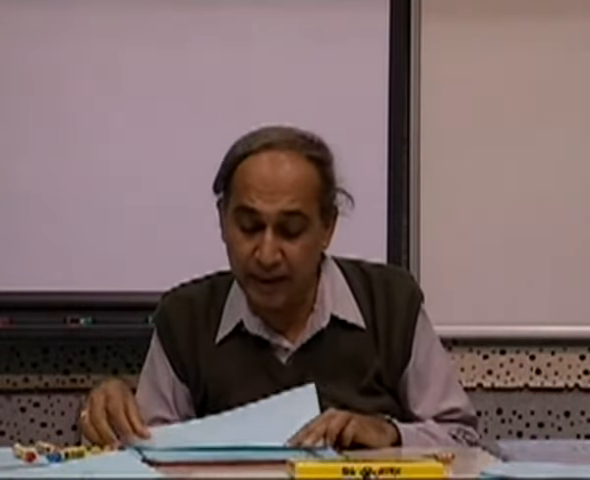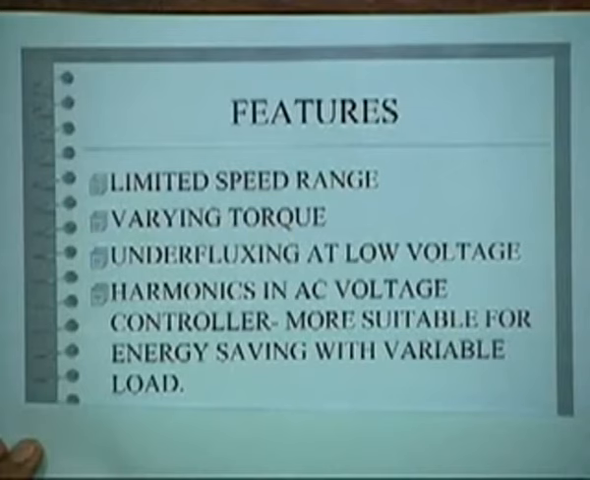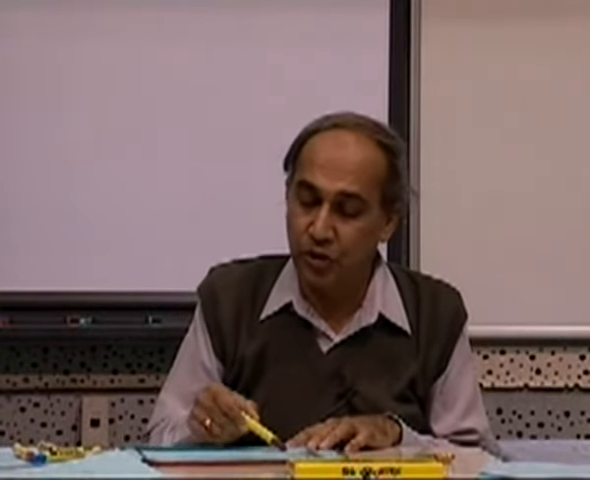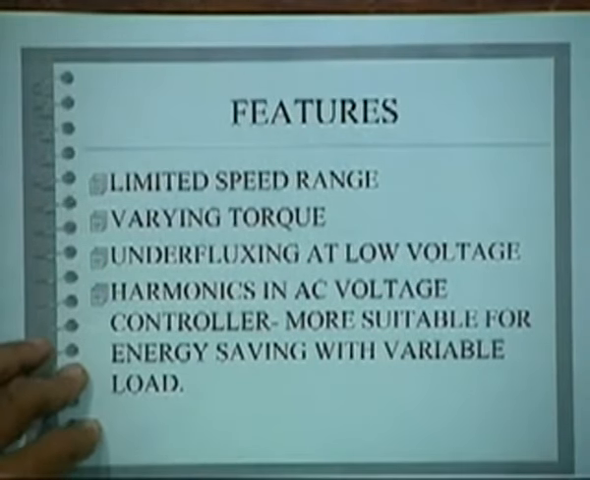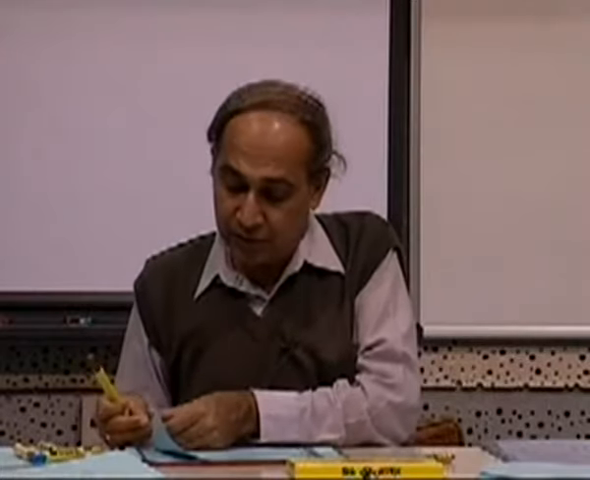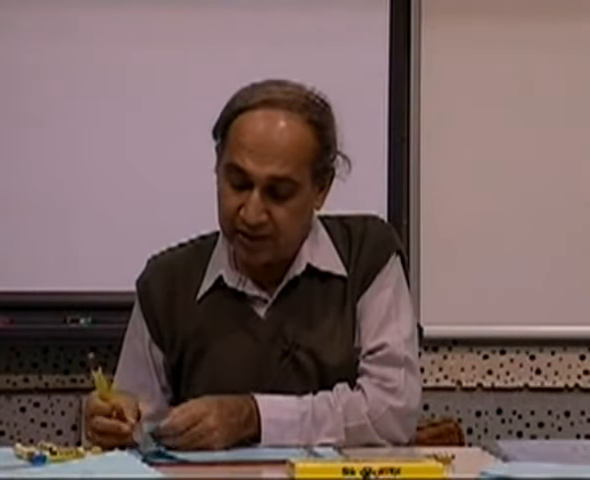Therefore, more than speed control, this method is more suitable for energy saving with variable load. Wherever you have energy saving to be done with underloaded machines, because in many applications for some time it will be underloaded, you can have the AC voltage controller. So to that extent it is used, but used with certain limitations and constraints.